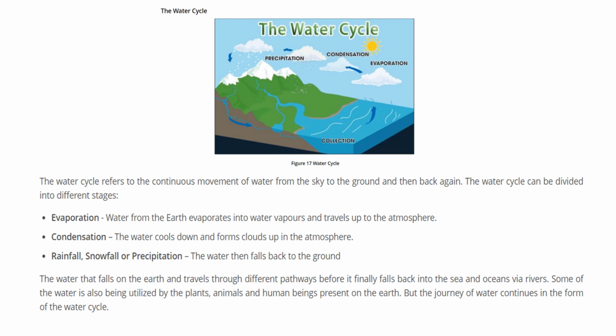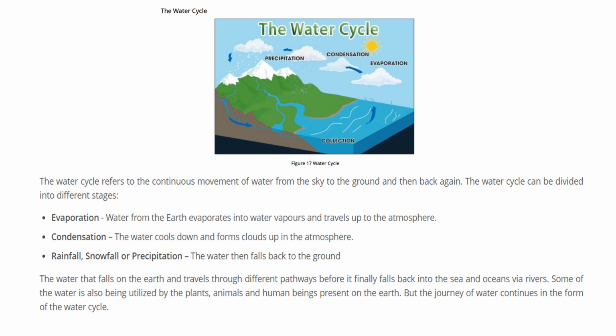Similarly here, the water cycle refers to the continuous movement of water from the sky to the ground and then back again to the sky. It can be divided into different stages like evaporation, condensation, rainfall, snowfall or precipitation. Water from the earth evaporates into water vapor and travels to the atmosphere, and then in condensation the water cools down and forms clouds, where tiny rain droplets are formed, and then finally there is rainfall. The water then falls back to the ground.